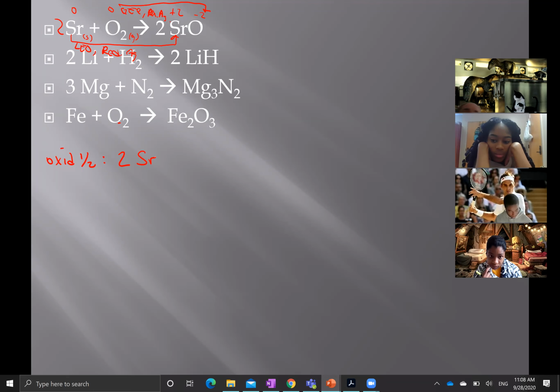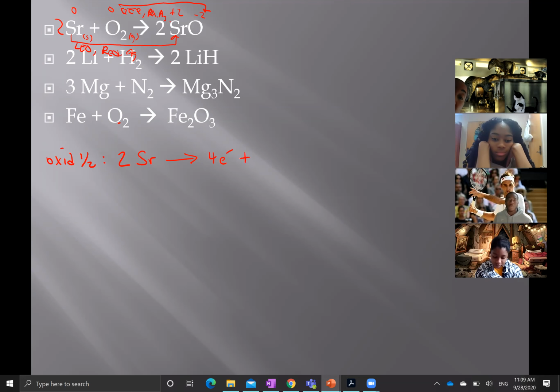Oxidation means that you're losing electrons, right? So if you lose them, then you've got to put them on the other side. So how many total electrons has strontium lost? 2. How many? 4. Okay, thank you. So yes, strontium loses 2. That's correct, but you have 2 strontium. So when you do this, you've got to put the total number of electrons lost in the entire reaction.